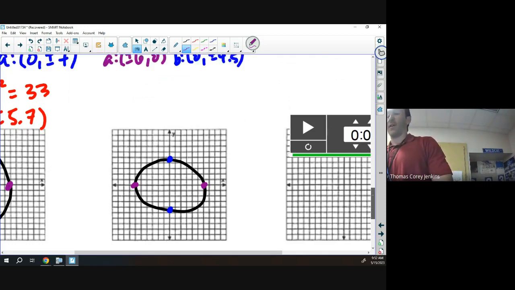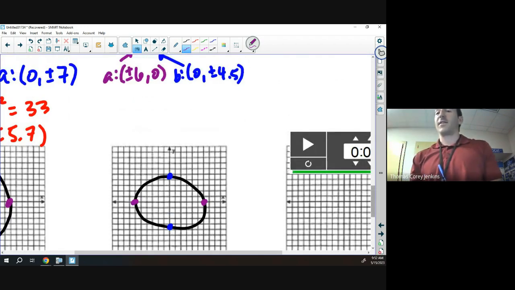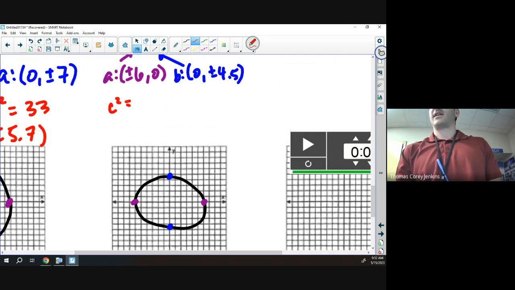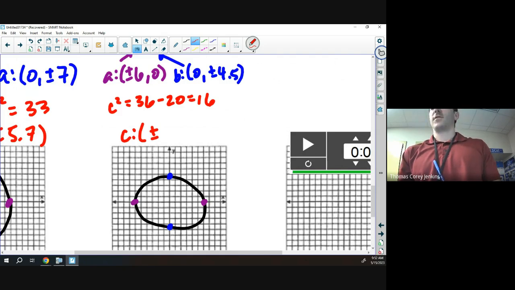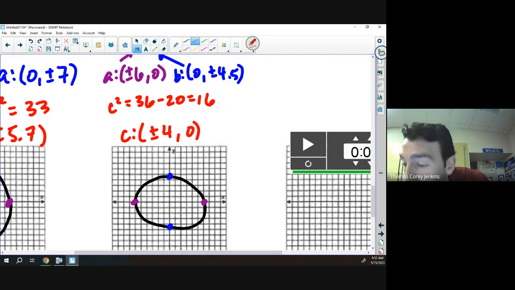All right, so then our focus is going to be somewhere on the x-axis. We can use that equation to figure out exactly where: c squared equals 36 minus 20 is 16. So c is going to be at plus or minus, the square root of that is 4, 4, 0. So 4, 0 is there, negative 4, 0 is there.